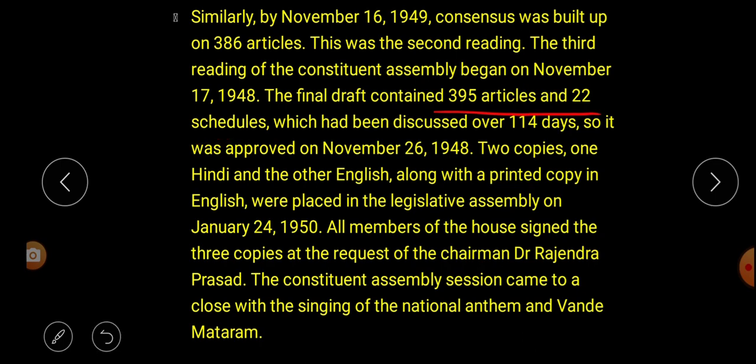Thereafter, two copies, one in Hindi and the other in English, were printed and kept in the Legislative Assembly on January 24, 1950. All the members signed the three copies at the request of Chairman Dr. Rajendra Prasad. And at last, when the Constituent Assembly was finalized, they sang the national anthem and Bande Mataram.